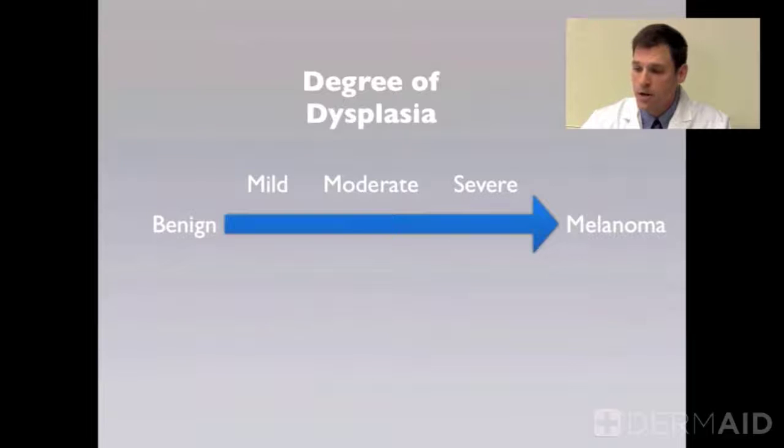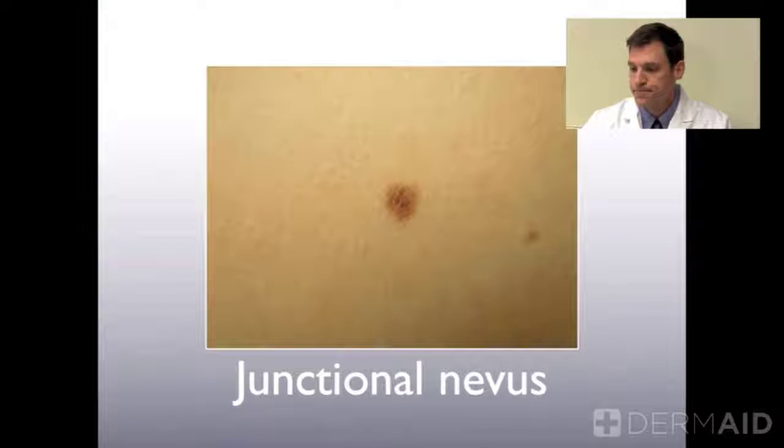For moderate and severe dysplasia, those are often excised, whereas mild dysplasia can be monitored, and we like to let those patients know that they are at slightly increased risk for melanoma somewhere else on their body. Again, here's a typical junctional nevus.